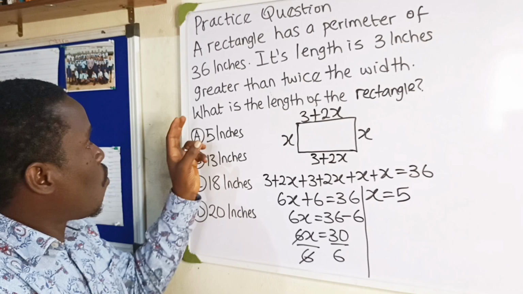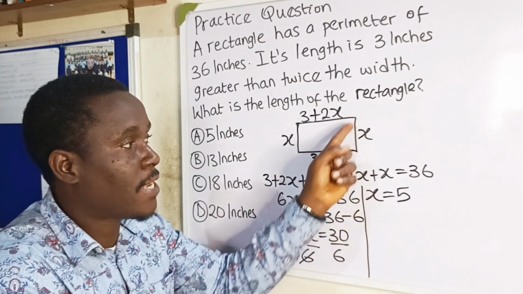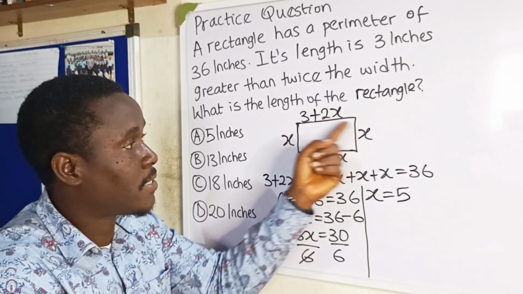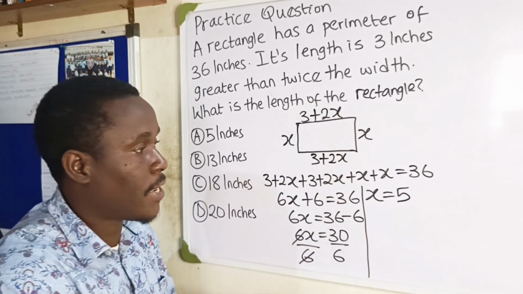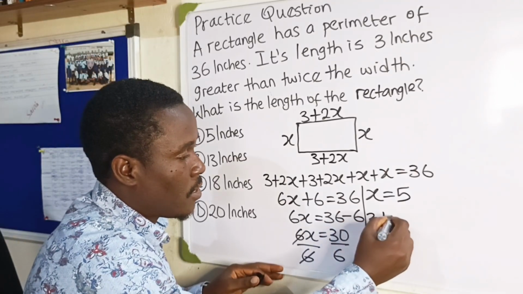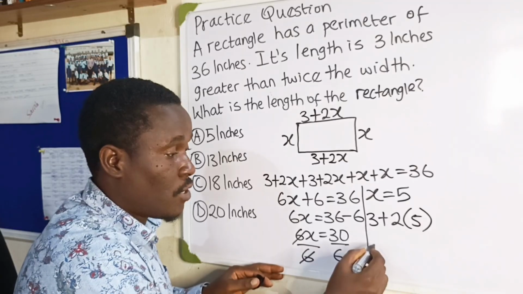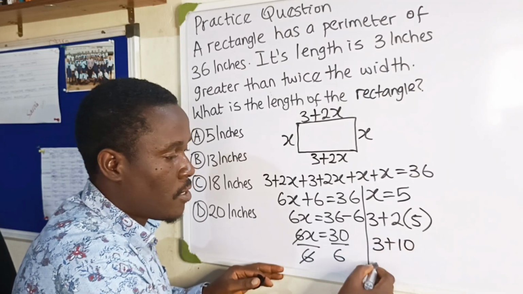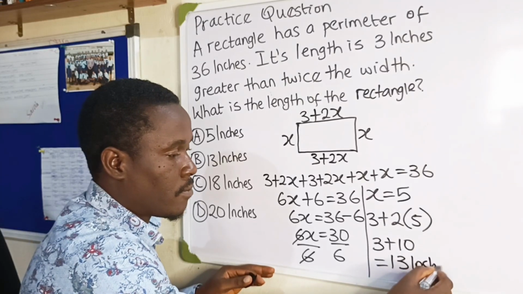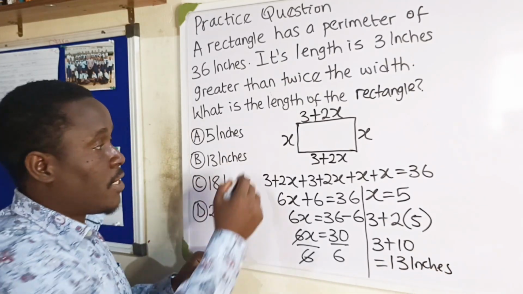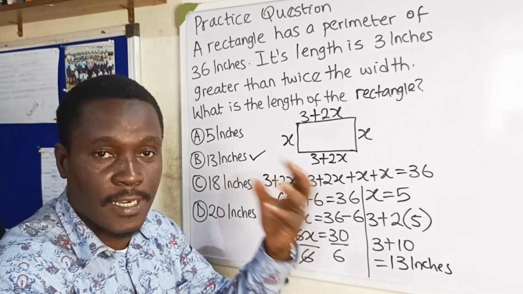But the question says, what is the length of the rectangle? So we are not looking for x. Remember, x is the width. We are looking for the length. The length is 3 plus 2x. So 3 plus 2x is 3 plus 2 times 5. 2 times 5 is going to give us 10. So 3 plus 10. So the length of this rectangle is equal to 13 inches. So the answer to this question is option B. Very simple. So we're going to look at the next example.